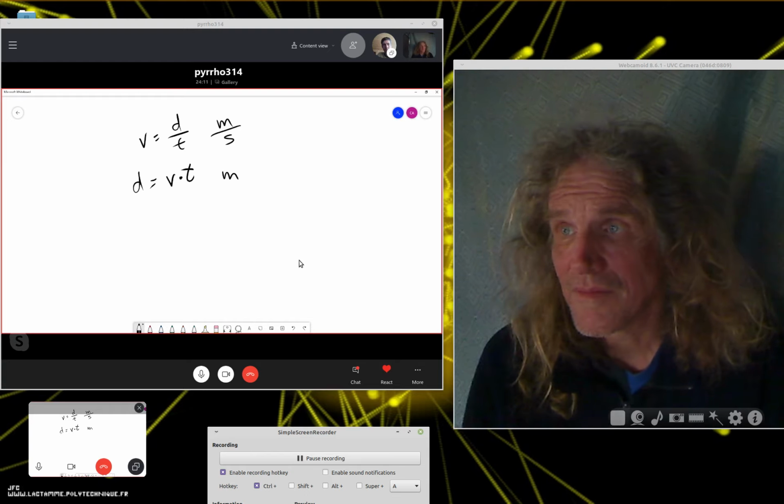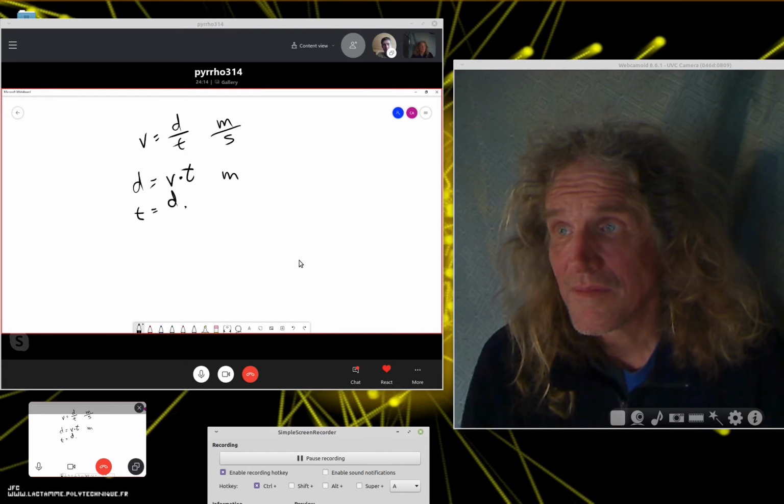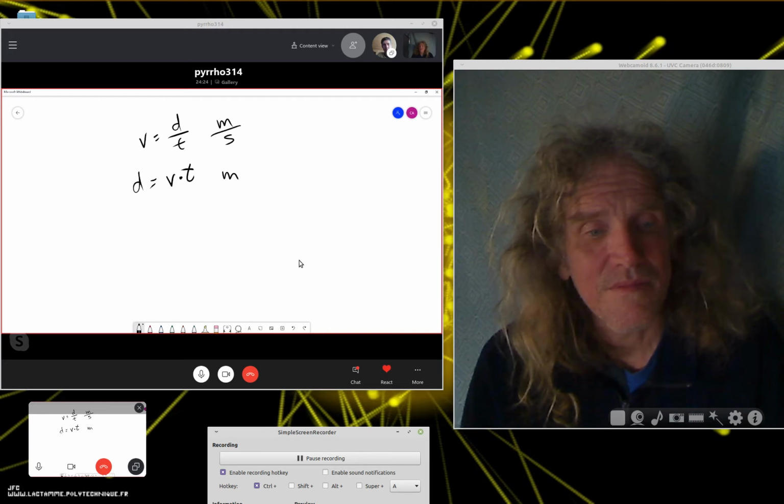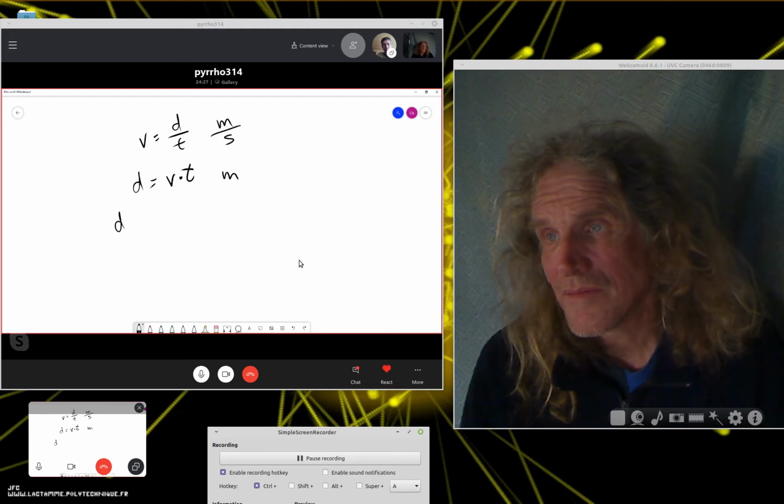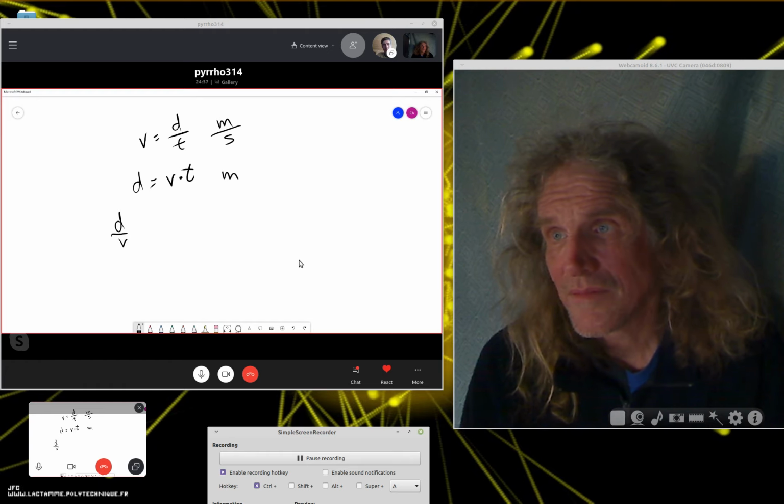The time is d divided by the velocity, because you can move this over here. When you have d equals vt, what you can do is... what was I going to solve for? The time. So I can say d divided by v equals v times t divided by v, which means that t equals d over v. So t equals d over v.